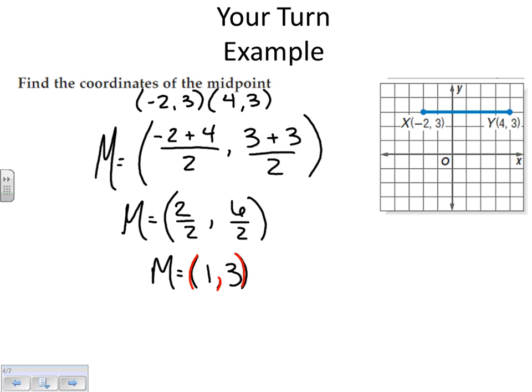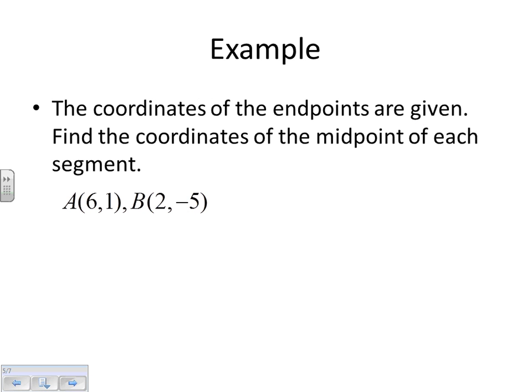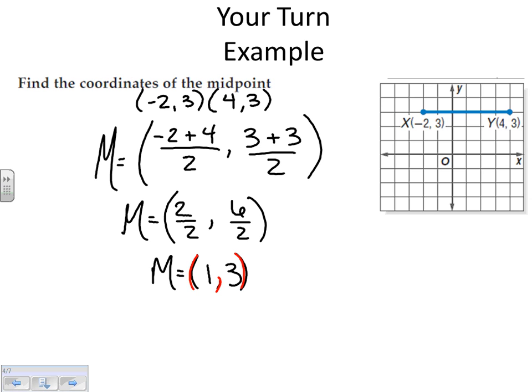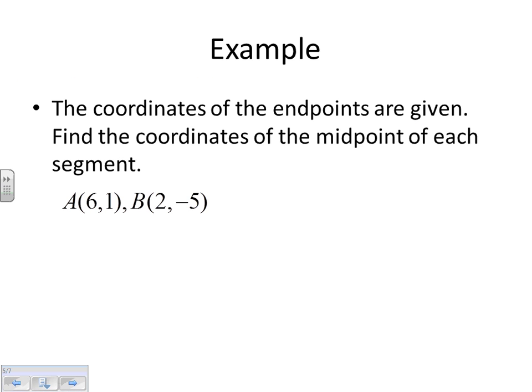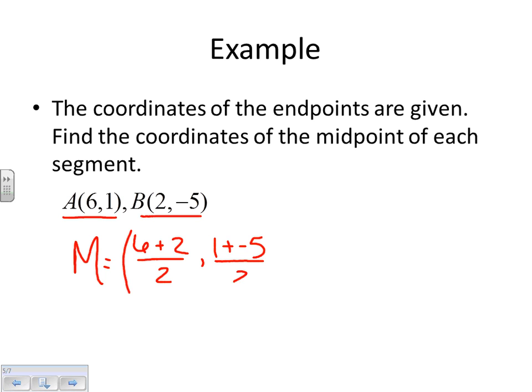Okay. All right, so sometimes they'll give it to you in a graph like this on the right, or they'll give it to you with 2 points like this one. The coordinates of the endpoints are given. Find the coordinates of the midpoint of each segment. So my endpoints are at (6, 1) and (2, -5). So I'm going to plug this into my formula of average of the x's, 6 plus 2 over 2, and 1 plus -5 over 2.